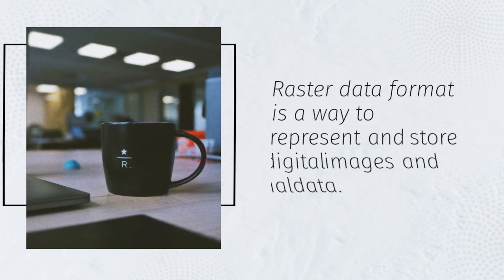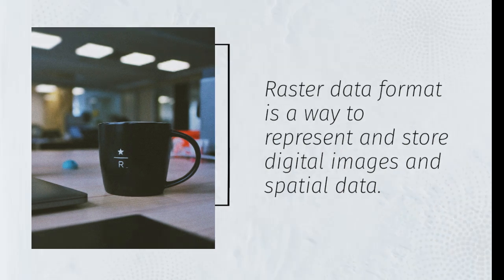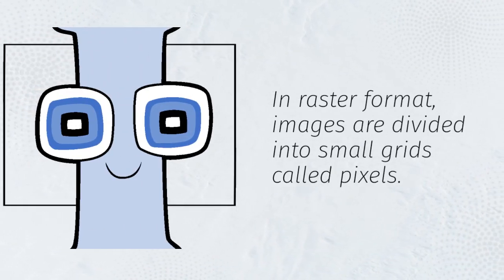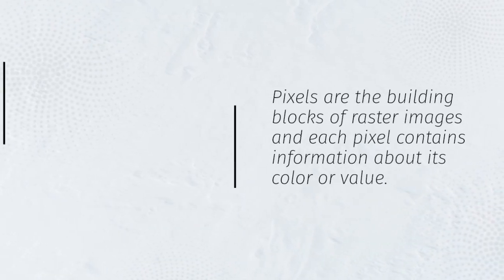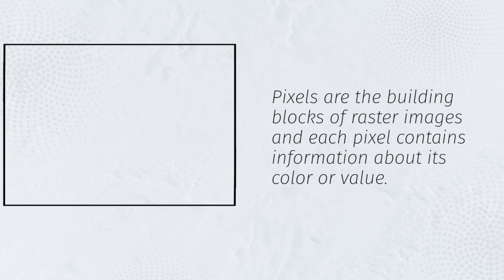Raster data format is a way to represent and store digital images and spatial data. In raster format, images are divided into small grids called pixels. Pixels are the building blocks of raster images, and each pixel contains information about its color or value.